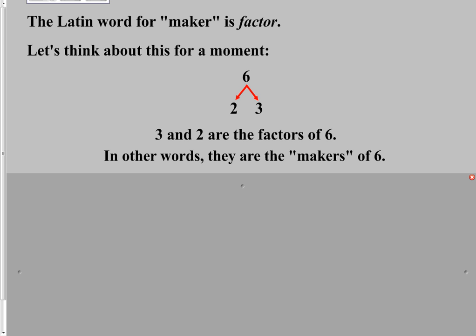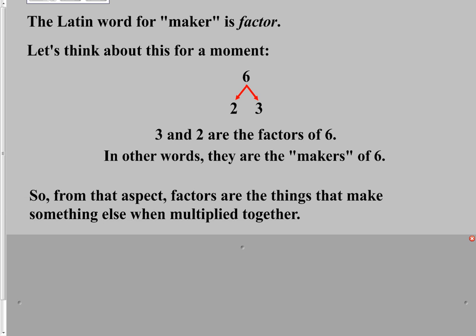This is the idea that we're going to be implementing while we search for the factors of things. So from that aspect, factors are the things that make something else when they are multiplied together. So 6 is what we actually call a composite number. It has been built or made by prime numbers.